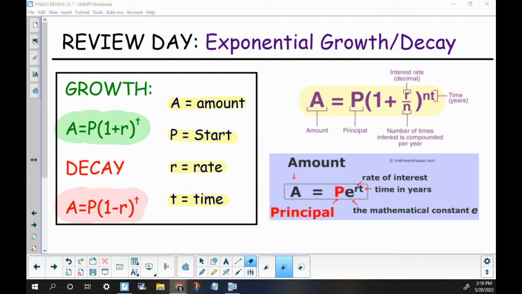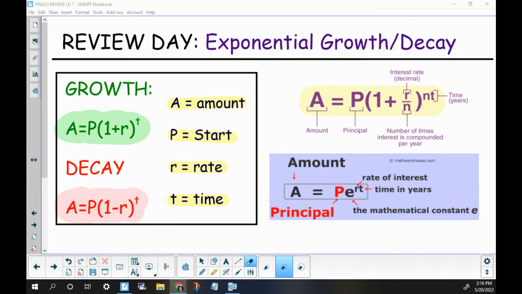Remember, your A is your total amount, your P is your starting amount, your R is your rate. Remember, what do we got to do with our rate? We got to convert it to decimal. So what do we got to divide it by? 100. Got to divide it by 100, which we'll demonstrate and you will see. And then T is the total time.